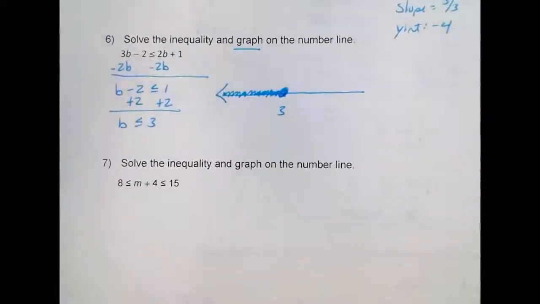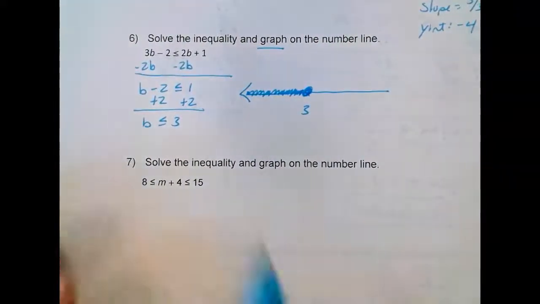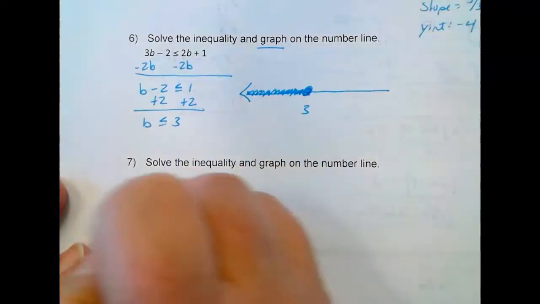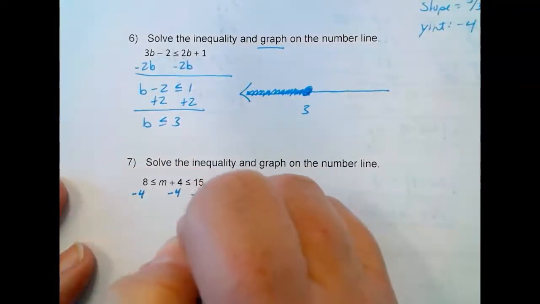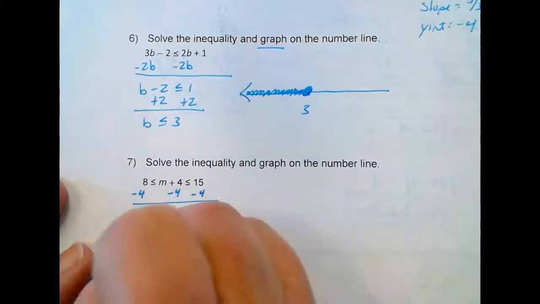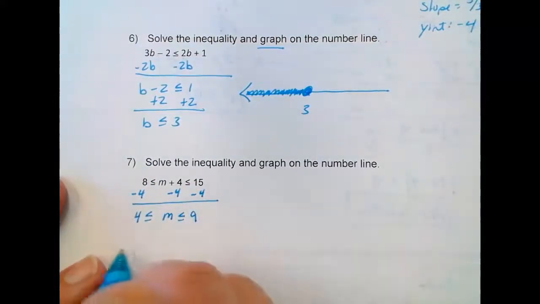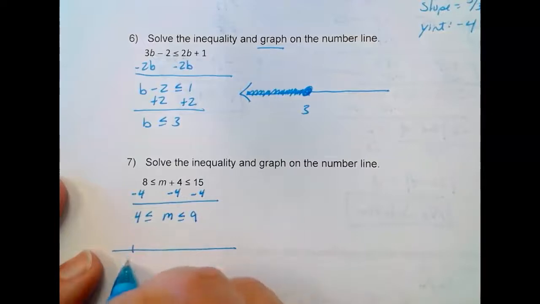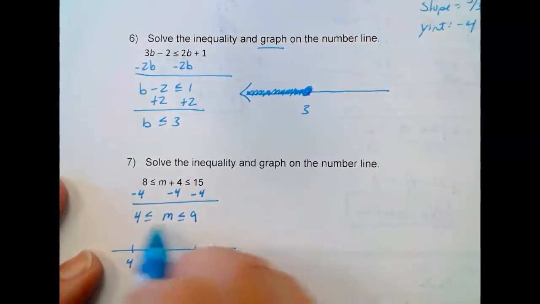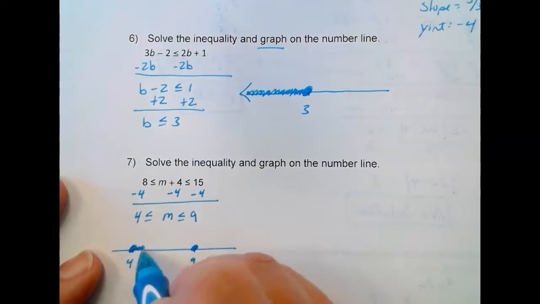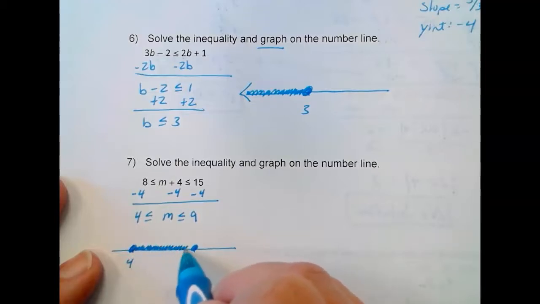Number 7 is the one like I did yesterday. I call this a sandwich. So we want to get m by itself in the middle. So I'm going to subtract 4 here, here, and here. And you would have 4 is less than or equal to m is less than or equal to 9. So what that means on a number line is I have 4 here, 9 here. Both have equal signs, so both would have a closed circle. And it was between them. Remember, this is a conjunction.